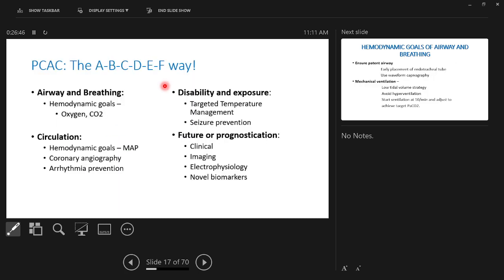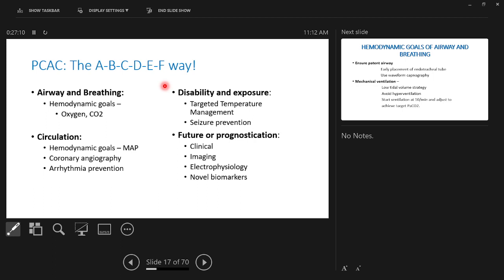Then the post-cardiac arrest care management. How will you manage the case? Normally, how we manage a case, we follow the ABCD rule. Here also we follow the same ABCDEF rule. Here in airway and breathing, what will we study? We have to see what the hemodynamic goals are that we have to achieve in a post-ROSC patient. What will be the ideal oxygen level? What will be the ideal CO2 level?